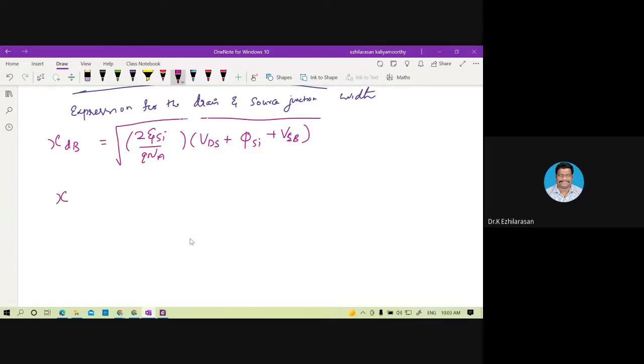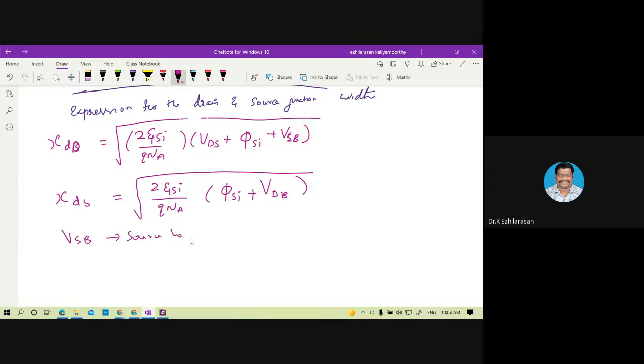Next is XDS, the depletion region of the source. XDD is equal to the square root of 2 epsilon Si divided by q NA, times psi i plus psi DB. Here VSB is the source to body voltage, and VDB is the drain to body voltage.